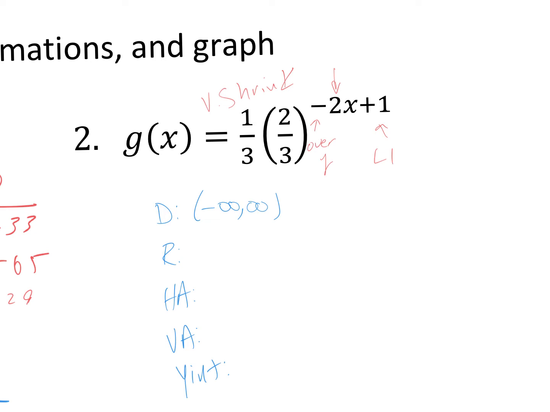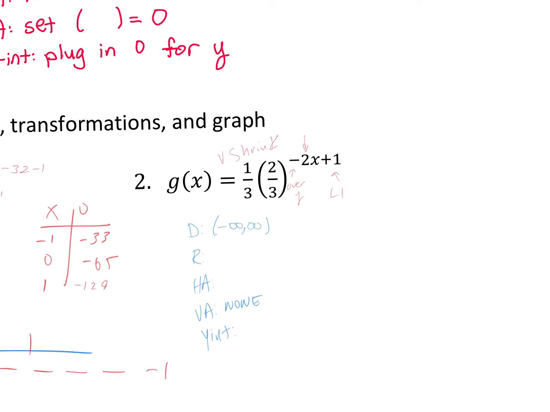What else do I know there's none of? There's no vertical asymptote. How do I find the horizontal asymptote? The vertical shift. What am I adding or subtracting to this function? Nothing. So what's my horizontal asymptote? Y equals 0. It's not nothing, guys. If there's nothing being added or subtracted, it's y equals 0.